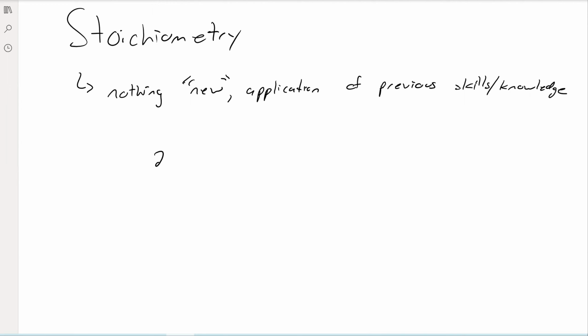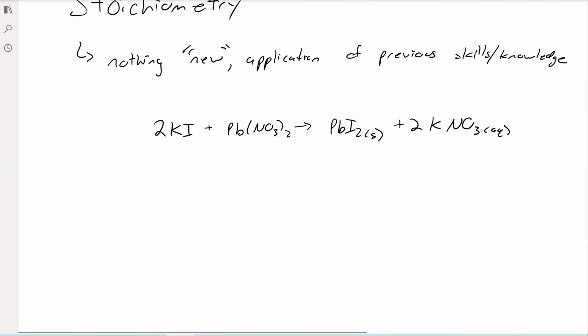So we've got an equation. We're going to say that 2 KI combine with 1 lead nitrate to form a lead iodide, which is a solid. So we've got a precipitation reaction here, and 2 potassium nitrates, which will stay in solution.